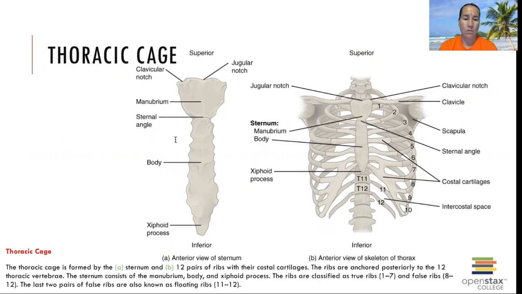With the sternum, let's go through the parts. You definitely need to know the parts of the sternum and the bone markings on the sternum for the lab practical for sure. The biggest part is going to be the body in the middle. And then there are two things on top and bottom. On top, we're going to have a bone marking called the manubrium. And on the bottom, there's a bone marking called the xiphoid process.